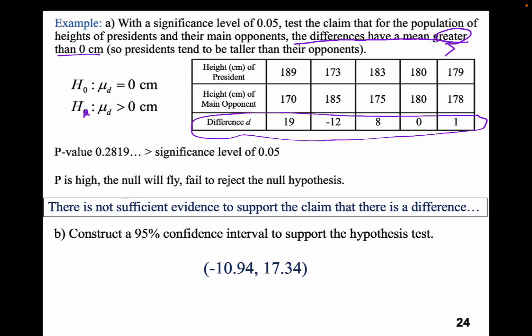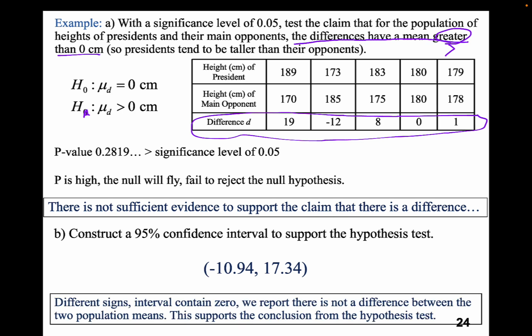Opposite signs. That means 0 is between those two numbers. Different signs means the interval contains 0. We report that there is not a difference between the two population means. This supports the conclusion from the hypothesis test.